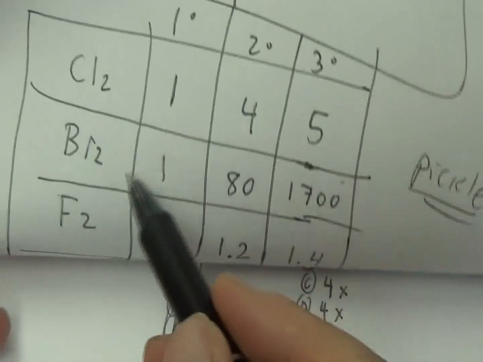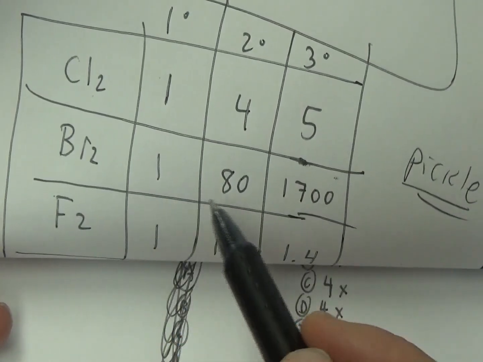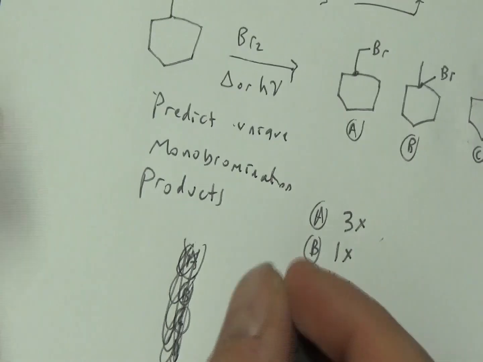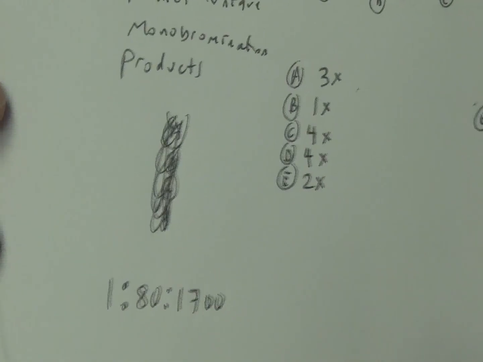Whoa. Remember, we're 1 to 80 to 1700. Primary, secondary, tertiary. 1 to 80 to 1700. So I'll just write that over here. It's 1 to 80 to 1700.